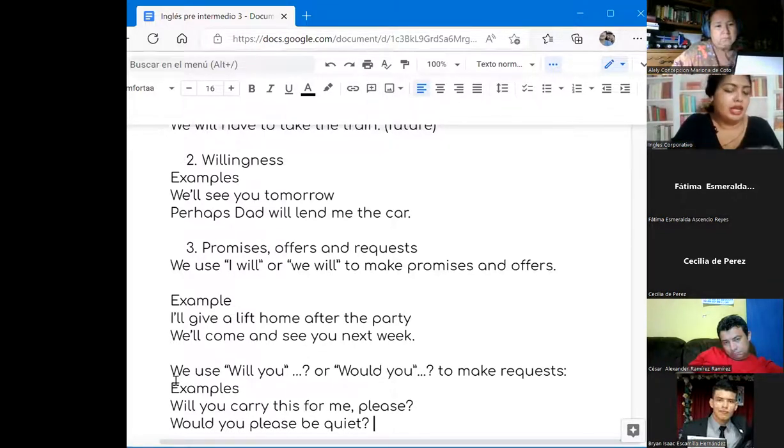Tell me, Aleli. Teacher, excuse me. Para negar, se podría también ocupar will. Yes, in that case, you can use won't. Won't, o sea, won't. Sería como una contracción. Sí, es will not o la contracción won't. It's won't. Mm-hmm. Okay.